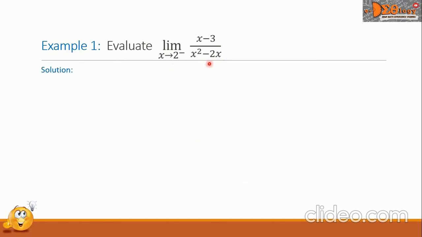For our solution, let us copy this limit down here. Let us evaluate our limit by substituting the value 2 to each of the x in the function. So we have here 2 minus 3 all over 2 squared minus 2 times 2. Simplifying now, the 2 minus 3 becomes negative 1 over 2 squared is 4 minus 2 times 2 is 4. In the denominator, the 4 minus 4 is 0. So we have our answer here to be negative 1 over 0.